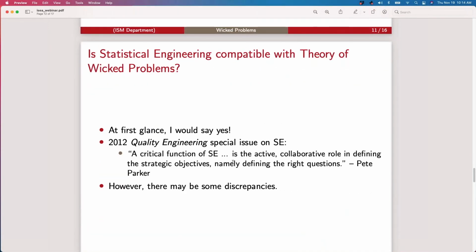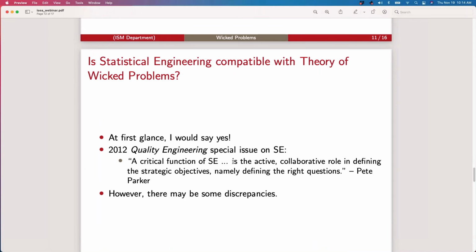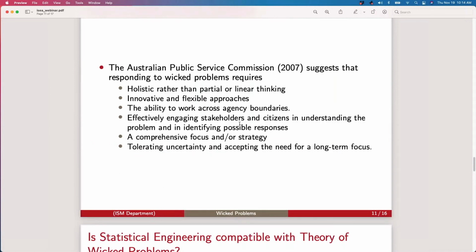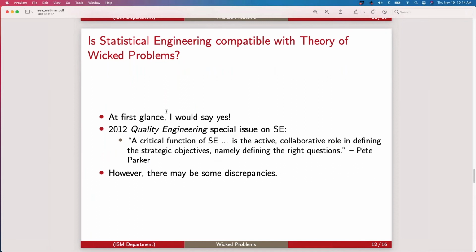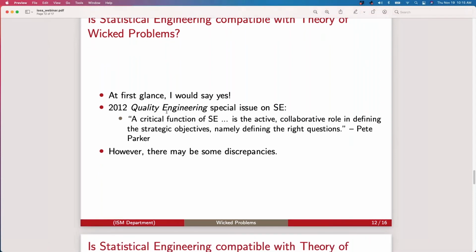This leads us to the question: is statistical engineering compatible with the theory of wicked problems? At first glance, I would say yes. There are a couple of problems that I see, and we'll discuss those here. But at first glance, I would say yes. There's evidence of this all the way back in 2012 in the Quality Engineering special issue on statistical engineering, where Pete Parker says a critical function of SE is the active collaborative role in defining the strategic objectives, namely defining the right questions. Precisely. There needs to be a consensus on what the right questions are, and all stakeholders need to be involved in that. However, there may be some discrepancies.